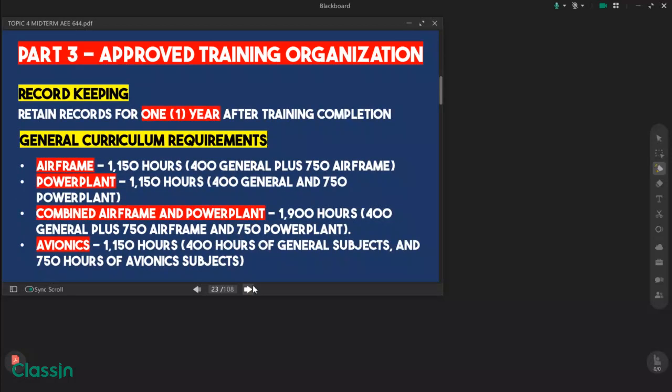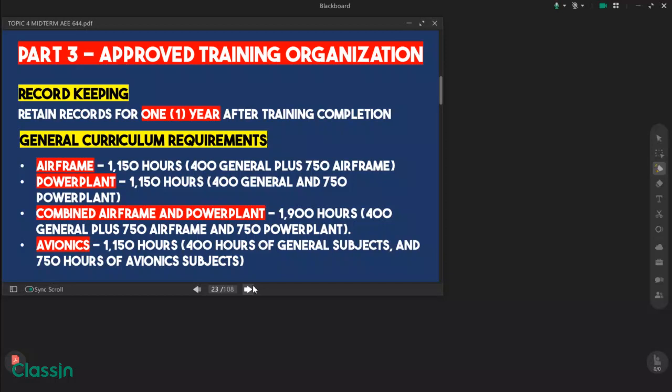So, record keeping. So, retain records for 1 year after training completion. Ibig sabihin yan, dapat inaayos nyo yung mga records ng ATO para meron tayong evidences para makita ng authority. Then we have the general curriculum requirements.